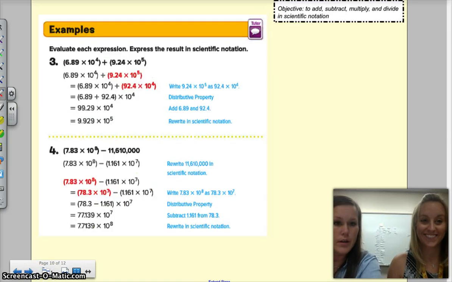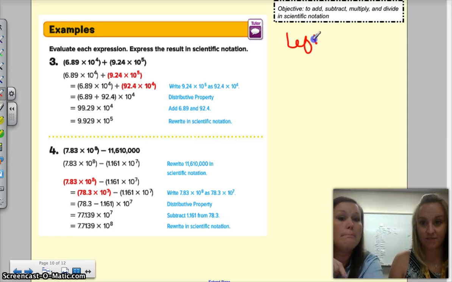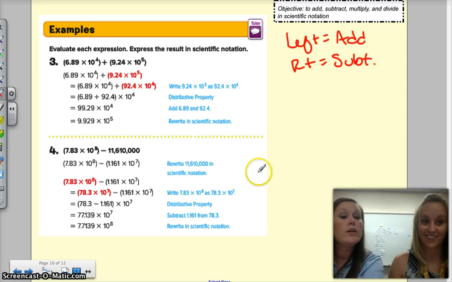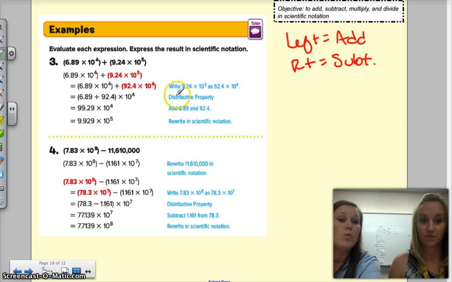So let's look at example 3. Look at what they've done. We're doing 6.89 times 10 to the 4th plus 9.24 times 10 to the 5th. Those are not in the same form. One has a 4, one has a 5. So we are going to change the one with the 5 and move it down one. Notice how they've moved the decimal one place to the right. So they subtracted 1 from the exponent. Now it's 92.4 times 10 to the 4th.